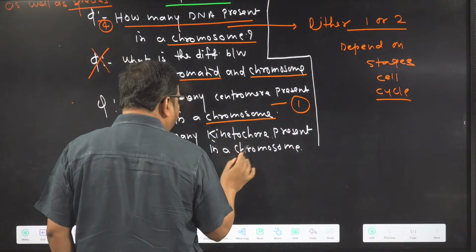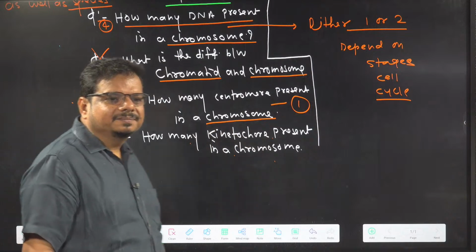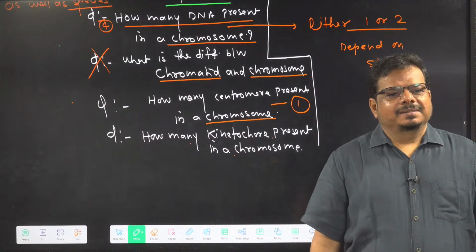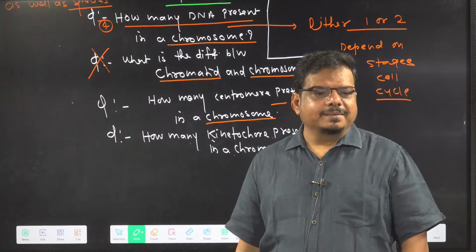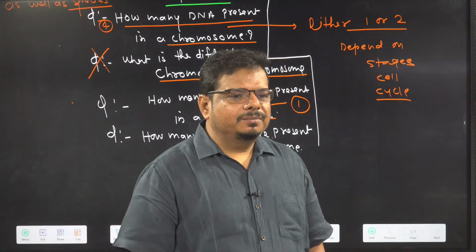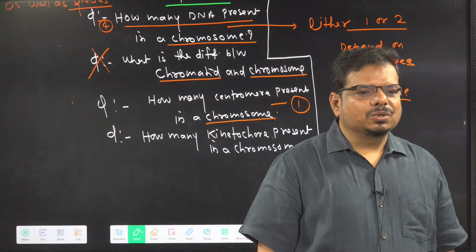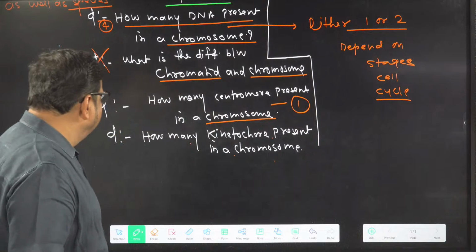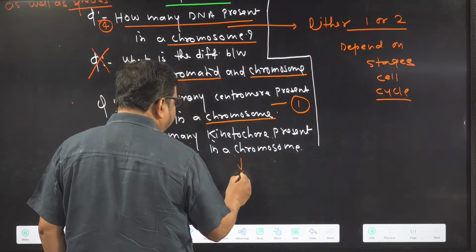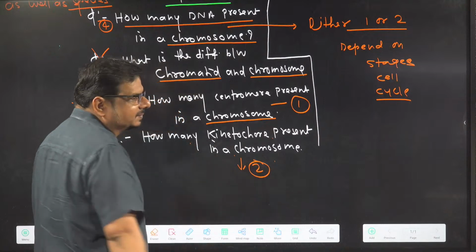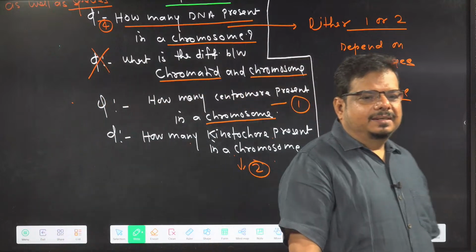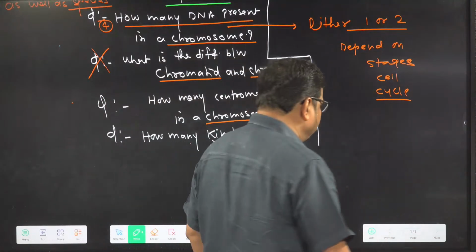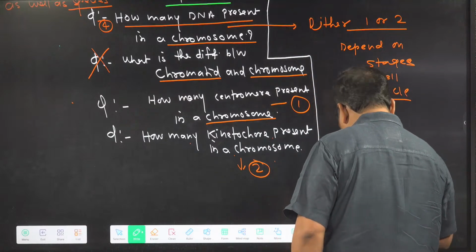Now another question. How many kinetochores are present in a chromosome? Here also I am getting an impressive answer from many of the students. Well done, very good. Most of you except one student have given the correct answer, and that is basically 2. Got the idea? Now we are going to deal with it in much more detail. Have a look here. Give your attention.